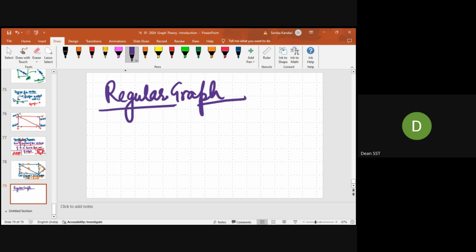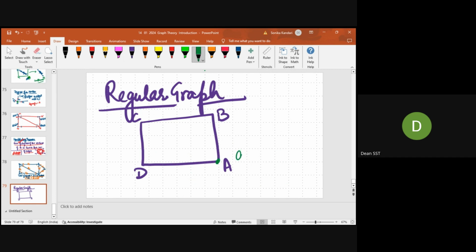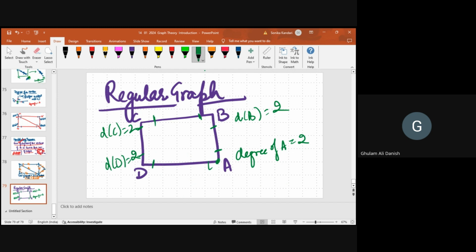Suppose this is a graph, and these are vertices A, B, C, D. See, what is the degree of each vertex? What is the degree of A? 2. What is the degree of B? 2. Degree of C? 2. Degree of D? 2. When the degree of every vertex is the same, then that graph is a regular graph.